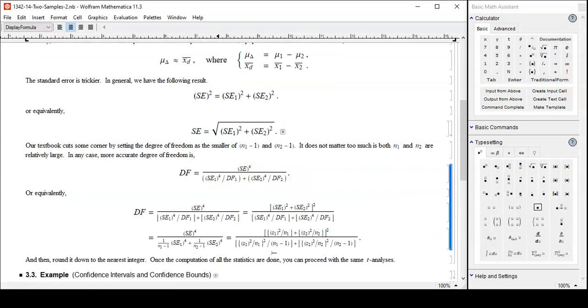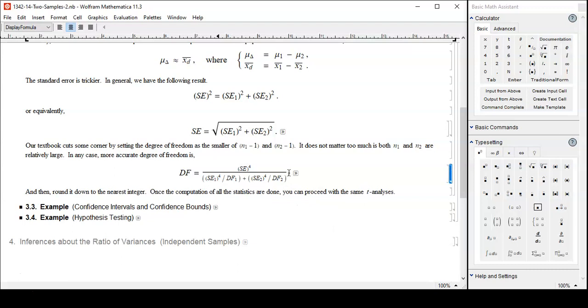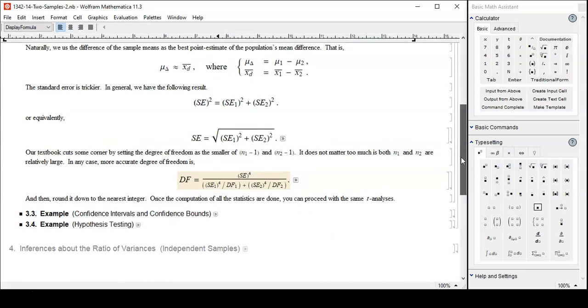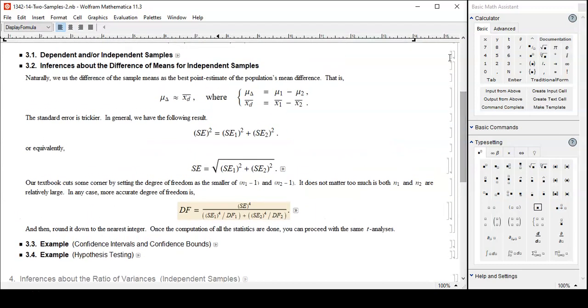So if you do it this way, it looks really, really bad. But if you look at it this way, it doesn't look too bad. You'll see what I mean.